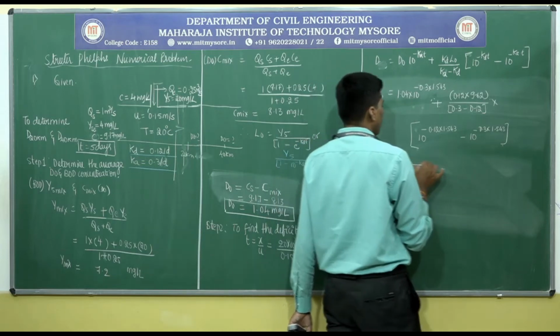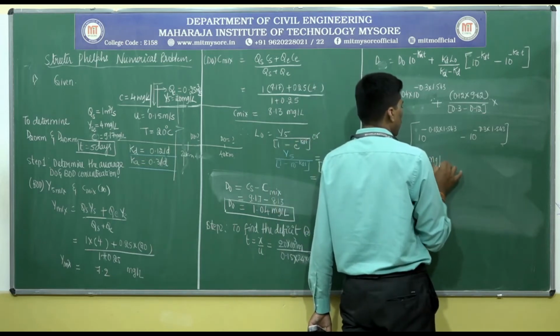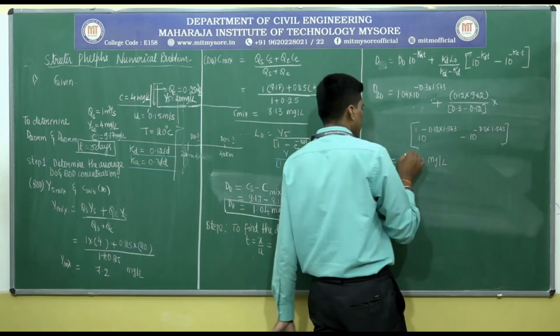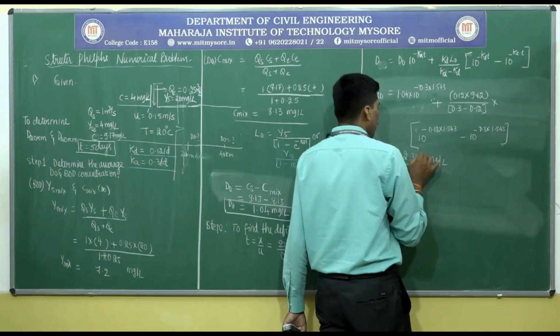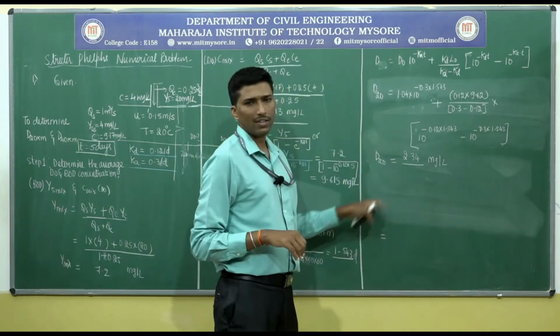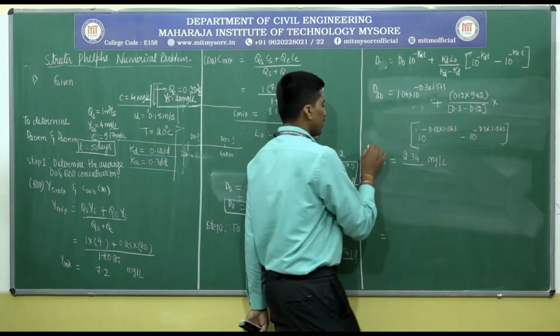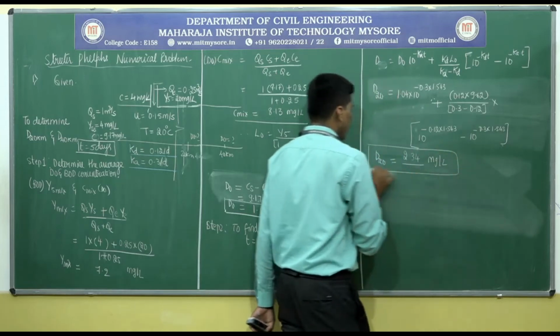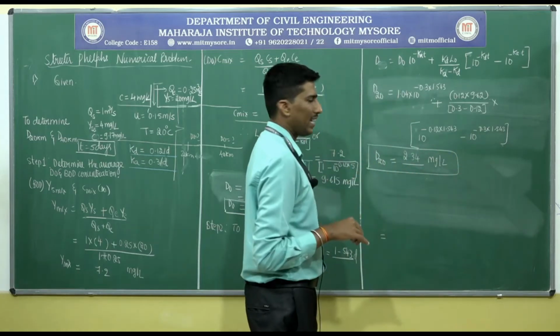So D20 is equal to, in terms of mg per liter, 2.34 mg per liter. This is how you get the value. The deficit at 20 kilometers is found to be 2.34 mg per liter.